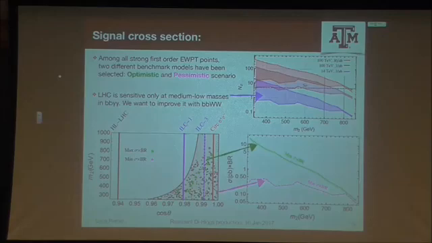So what are these two? Optimistic and pessimistic. So how do you define your optimism and pessimism? So basically they are defined in terms of cross-section times branching ratio at LHC. Optimistic because these are the points that will have the highest cross-section at LHC. And these are the ones that will be less favorable to be found.